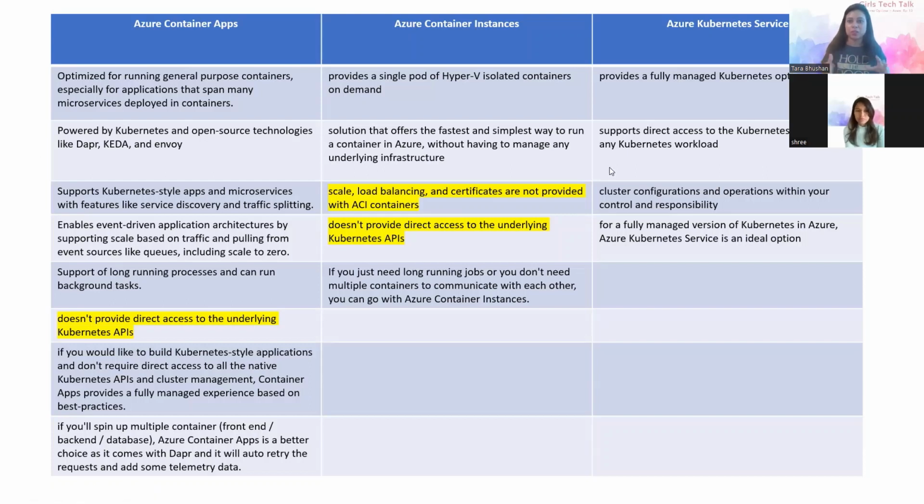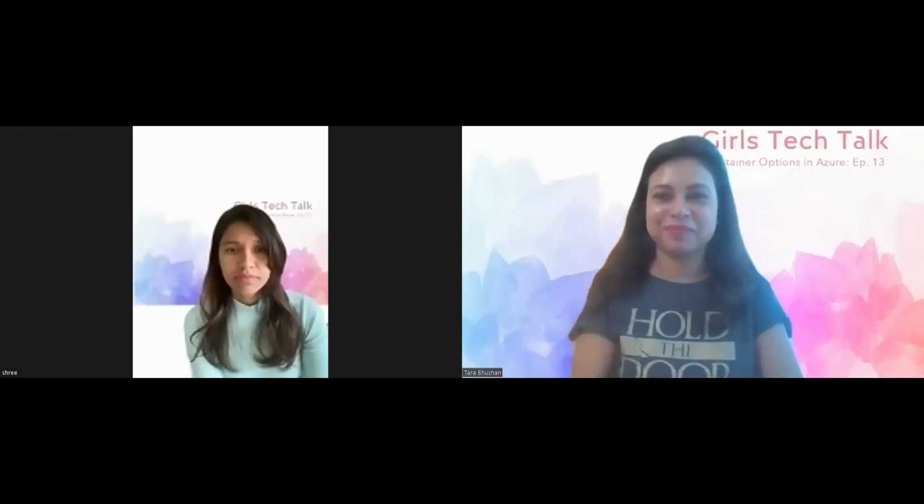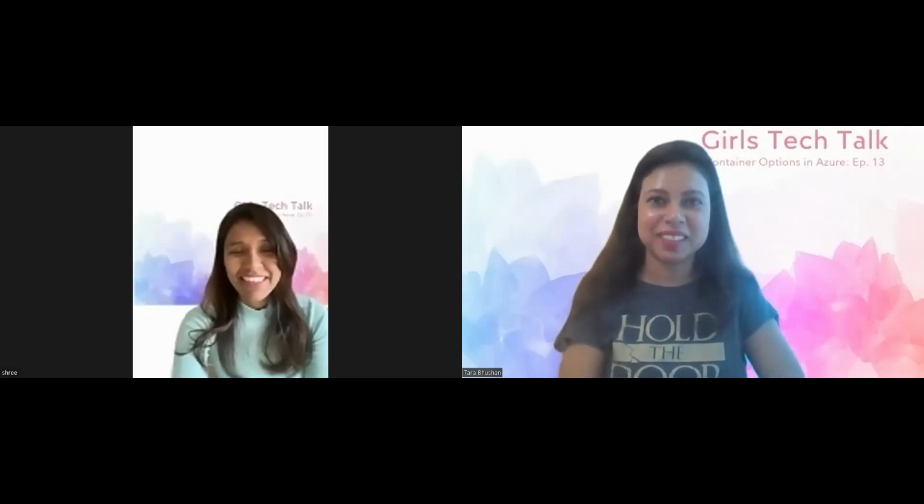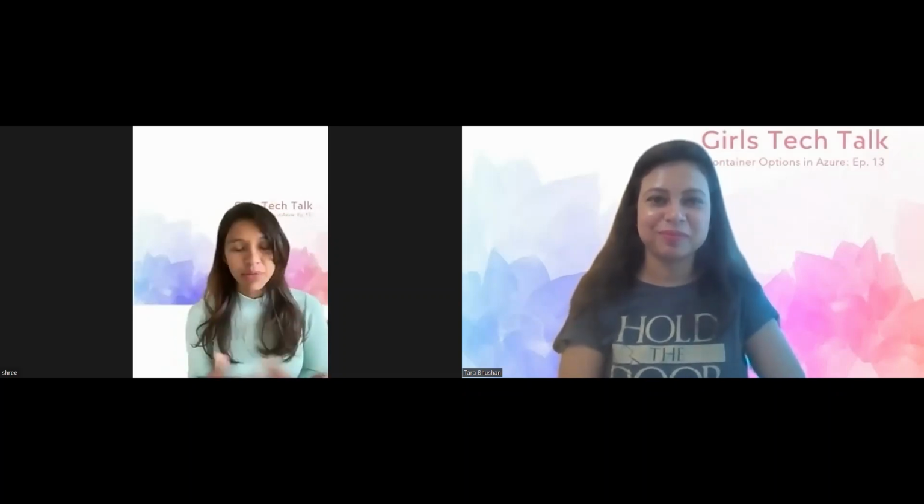Shrima, do you have anything you want to share? Just a one-liner. I think if we have to start with Azure Container Instances, and you need more power and more scalability, go for Azure Container Apps. And if you need to manage the Kubernetes of the container apps, then AKS is the best option.